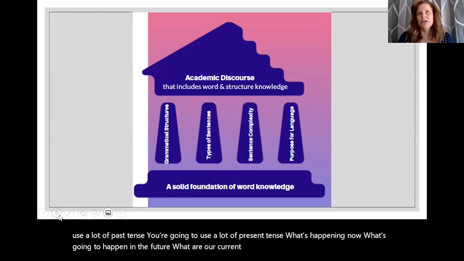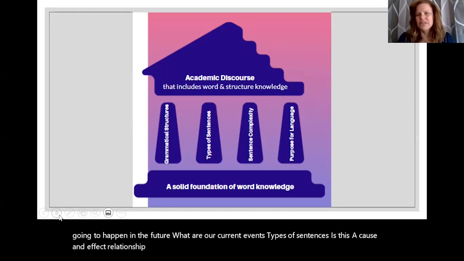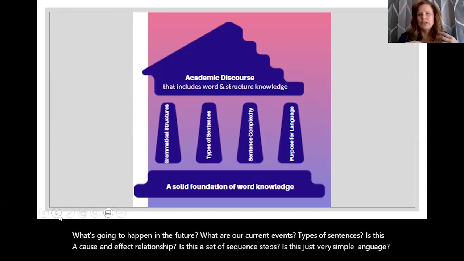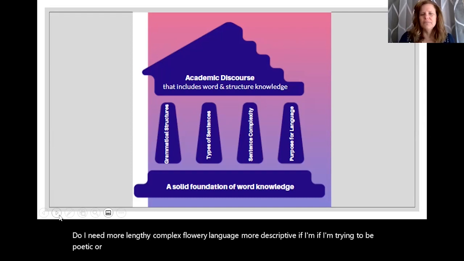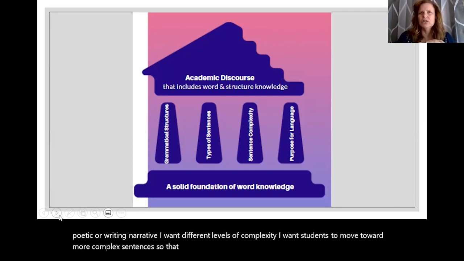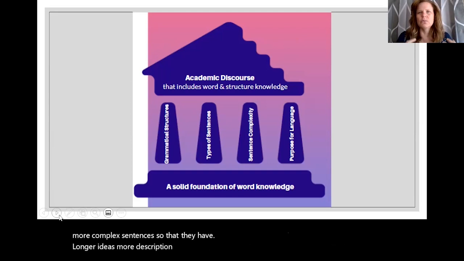Types of sentences. Is this a cause and effect relationship? Is this a set of sequence steps? Is this just very simple language? Do I need more lengthy, complex, flowery language, more descriptive if I'm trying to be poetic or write a narrative? I want different levels of complexity. I want students to move toward more complex sentences so that they have longer ideas, more description, more justification, more sophistication.